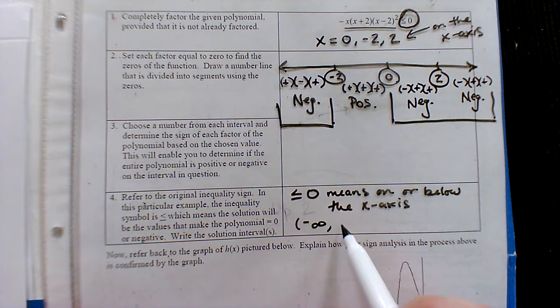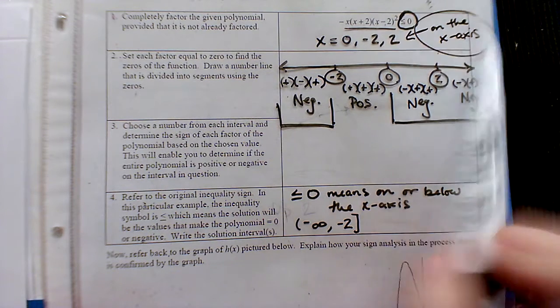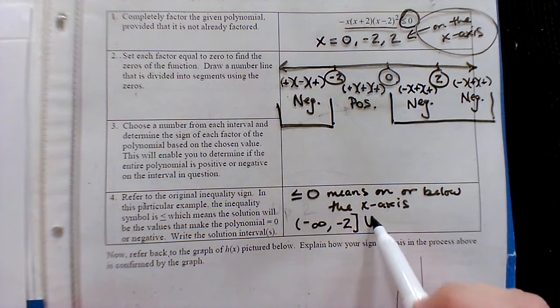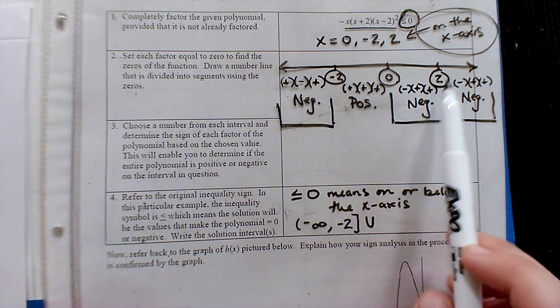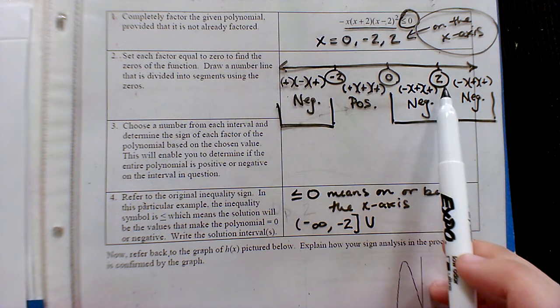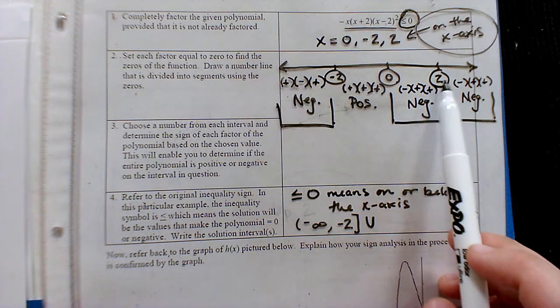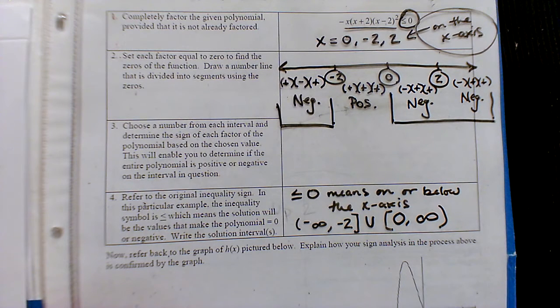So we can go from negative infinity to negative 2. Can we include negative 2? Yes, okay, that's a spot where we are on the x-axis. That was an x-intercept, and we said we could include those values, so we can use a bracket. And then our next interval looks like we go from 0 to 2, and we could count 2, right, because that's on the x-axis. So we'll keep going through our interval, and it looks like we'll go off towards infinity. So we can bracket 0 and then go off towards infinity.